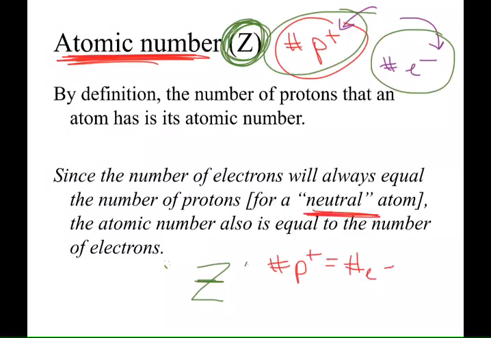So I'm going to pick on lithium again. A little bit ago we said that lithium has 3 protons in its nucleus. It has to. And now we know if it's neutral, it also has 3 electrons in the cloud outside of its nucleus.